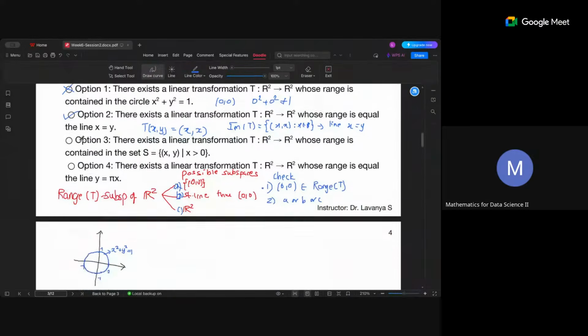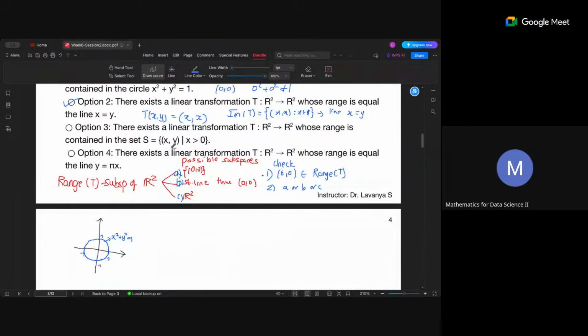Now what about the third option? There is a linear transformation whose range is contained in the set where x is strictly greater than 0. No, it is false. (0, 0) does not belong to this set. So this is for option 3, and this is for option 1. You can see that this does not belong to S, so you can say that this is not a linear transformation.